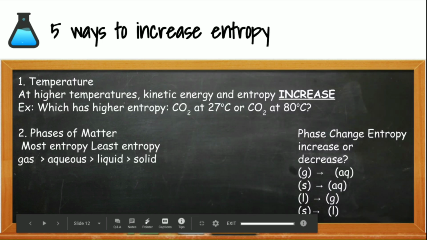There are 5 major ways to increase entropy. The first way is to increase temperature. The higher the temperature, the more entropy, because the particles are moving faster. The other way to increase entropy is to change the state of matter. Gases have the most entropy, then aqueous substances, then liquids, and then solids.